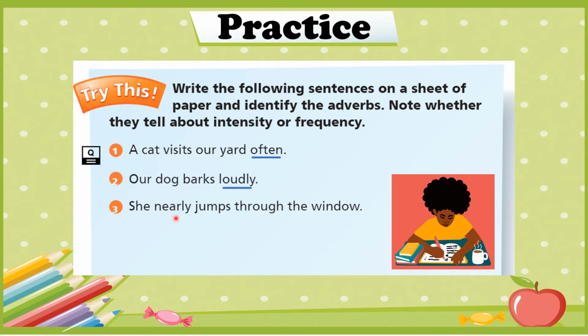Number 3, she nearly jumps through the window. So what is your verb in this sentence? Your verb is, yes, jumps. Okay, so to what degree did she jump? Was she able to jump from inside the house through the window? Was the dog successful in doing it or not so much? So the answer in here, the adverb, is nearly. So she was not able to jump through the window, but she almost did it. Okay, so in this case, nearly is an adverb of intensity.